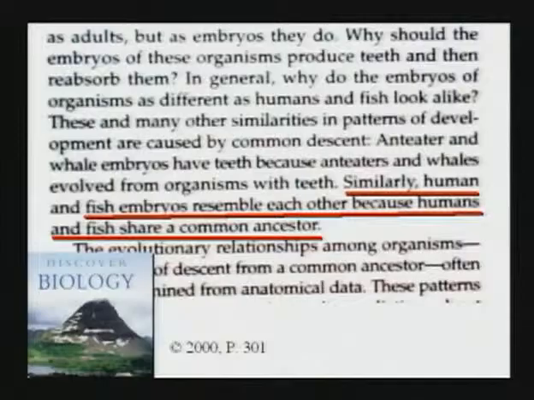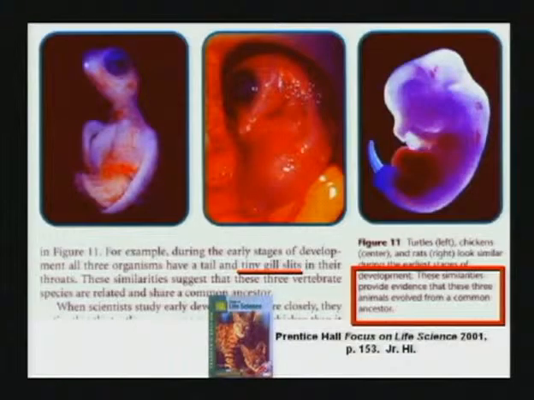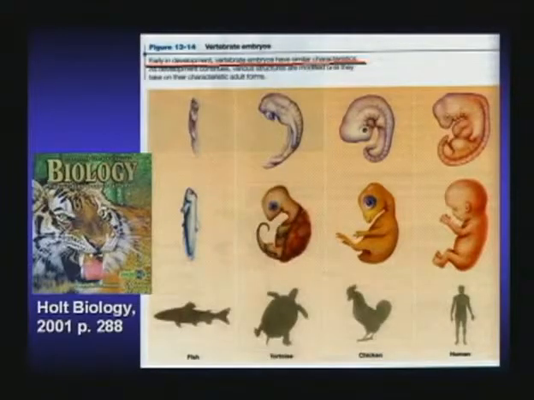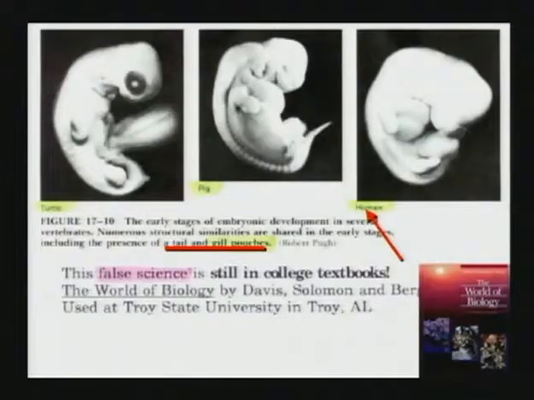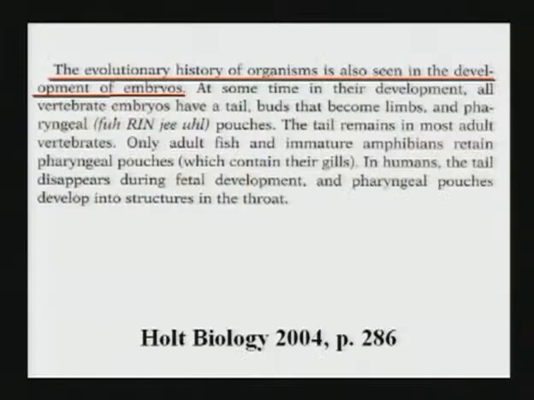This one says, similarly, humans and fish embryos resemble each other because humans and fish share a common ancestor. These similarities provide evidence that these three animals evolved from a common ancestor, tiny gill slits. Gill slits on the human embryo. Gills of fish. Tiny gill pouches, used in college textbooks. There's a 2004 textbook saying evidence of evolution is seen in development of embryos.